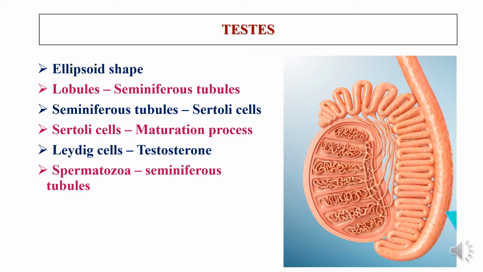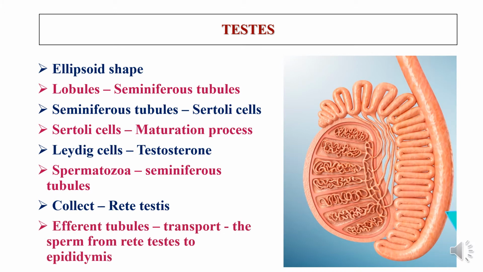Spermatozoa are produced within these seminiferous tubules. The developing sperm travels through the tubules, collecting in the rete testis. Ducts known as efferent tubules transport the sperm from the rete testis to the epididymis for storage and maturation.